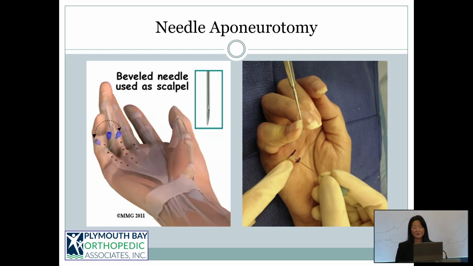So one is what we call a needle aponeurotomy. So this is an office procedure. And so what happens is you take basically a hypodermic needle, and that beveled tip, you use it as a knife, and you try to cut through the cord. So, let's see. So here's kind of the cord that's there, and you really just kind of slice it. So imagine the cord's like a rope, and so that needle, you just cut the rope, and you break the rope so that the finger can lay flatter.